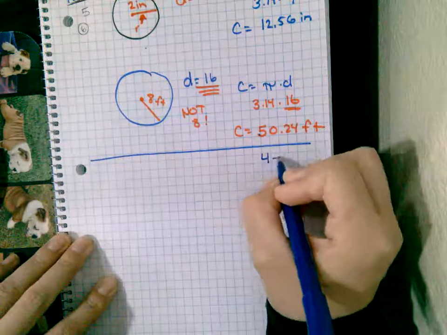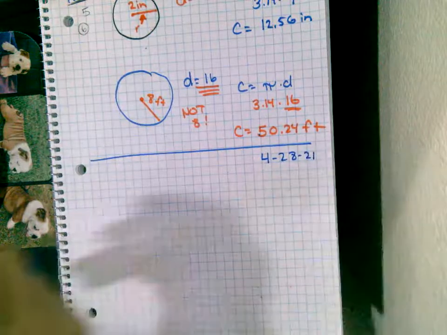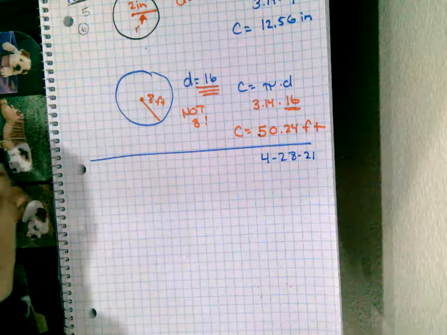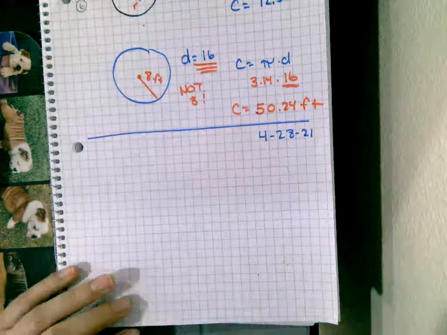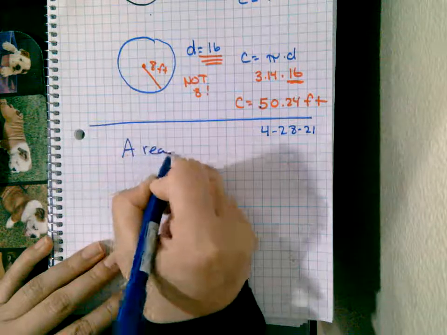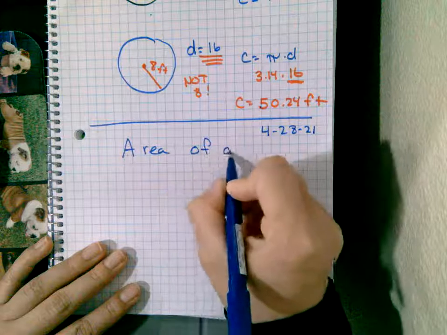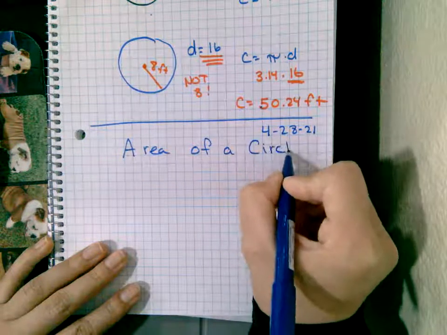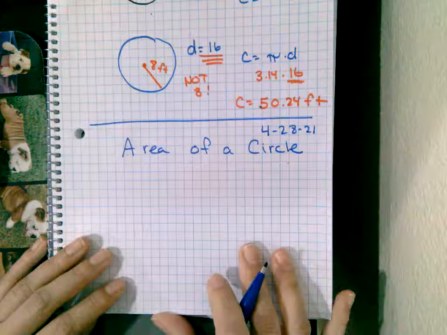So today's date is 4/28/21. And make sure you grab your notebook, copy this down. We're going to be talking about the area of a circle. Area of a circle.